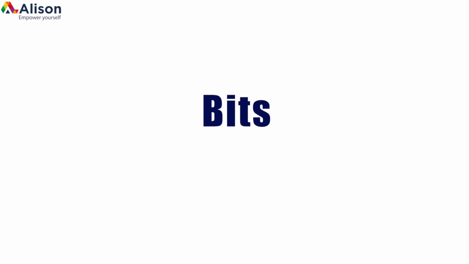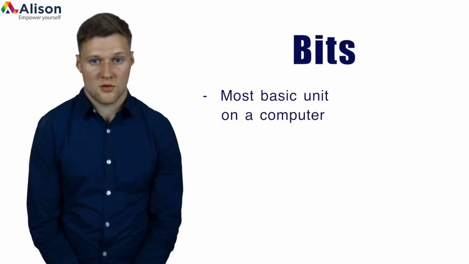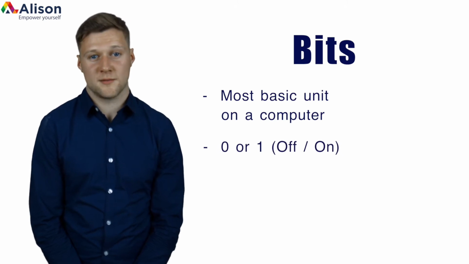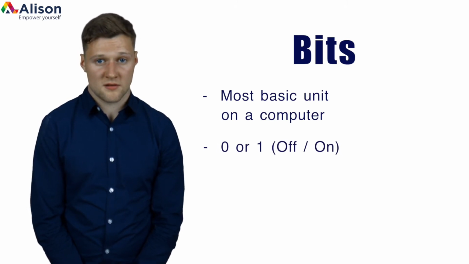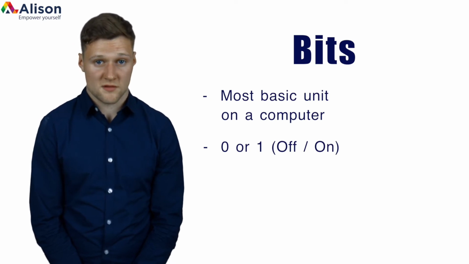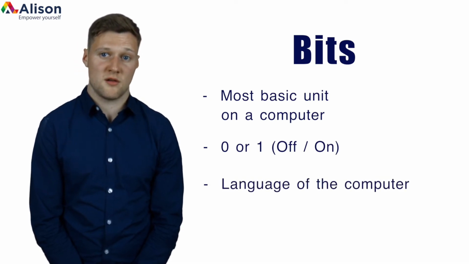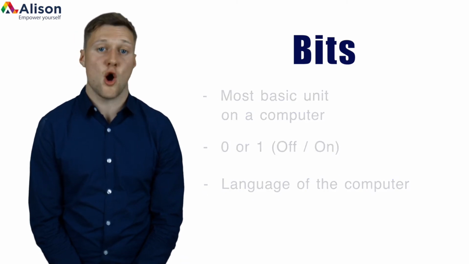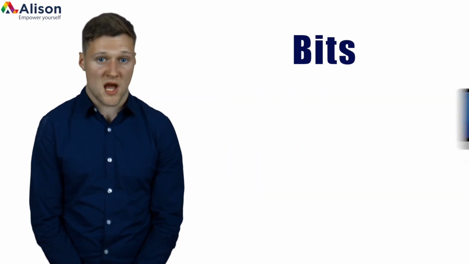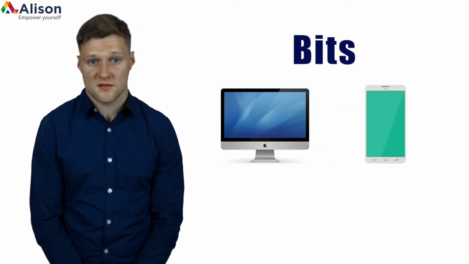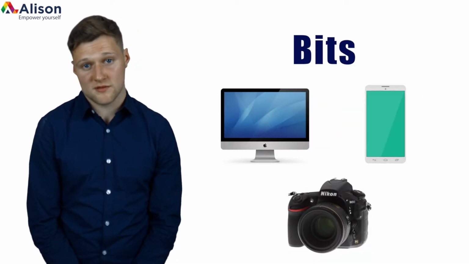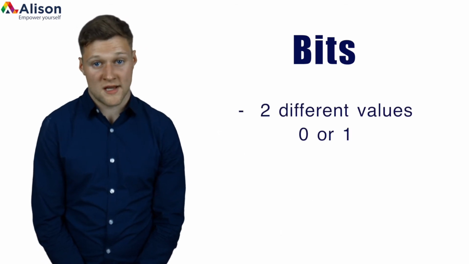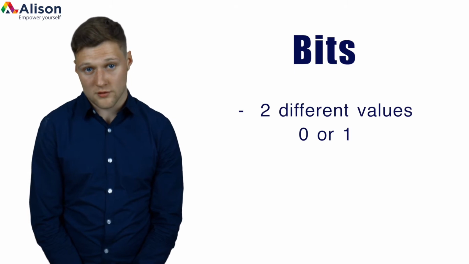A bit is the basic unit on a computer, which can be a 0 or 1, off or on. So bits, or zeros and ones, is the language of the computer. And this is how digital information is received and transmitted in all digital devices, such as computers, smartphones, and of course, digital cameras. So a bit represents two different values, as we've said, 0 or 1.